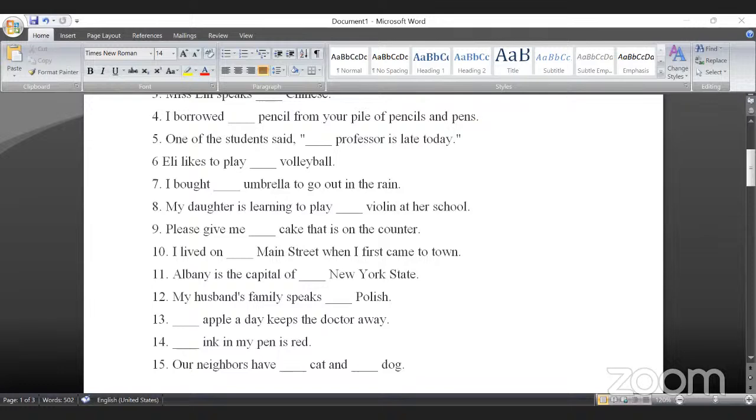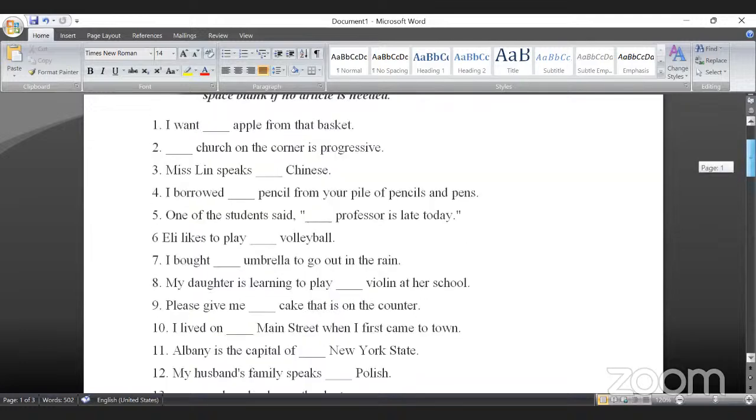Now, my husband's family speaks Polish. No article. Same thing like we discussed in the third one. Mifflin speaks Chinese. My husband's family speaks Polish. I speak English or I speak Tamil. I speak whatever. You don't have to use any article before that.